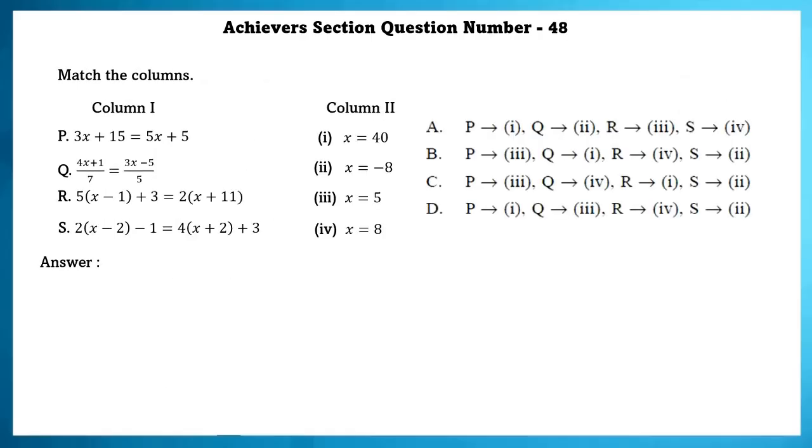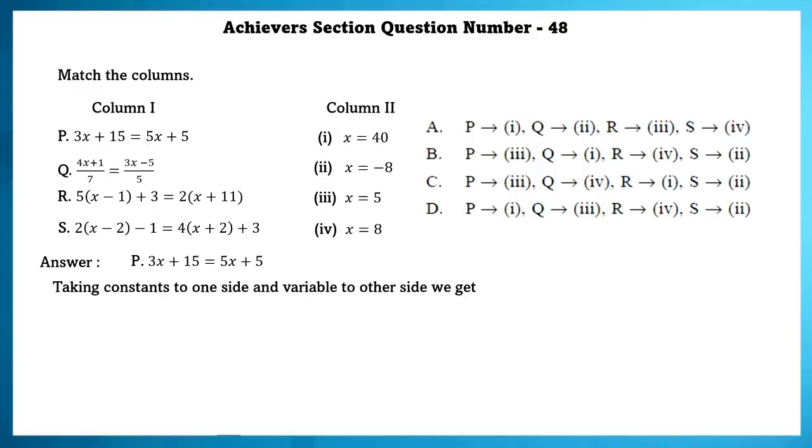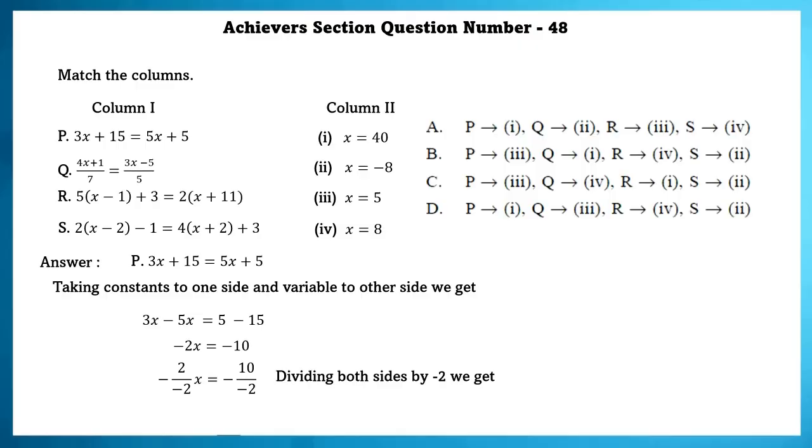Match the columns. P1. 3x plus 15 is equal to 5x plus 15. Bringing the constants to one side and variables to the other side, we get 3x minus 5x, which is equal to 5 minus 15. 3x minus 5x is equal to minus 2x and 5 minus 15 is equal to minus 10. Dividing both sides by minus 2, we get x as 5.